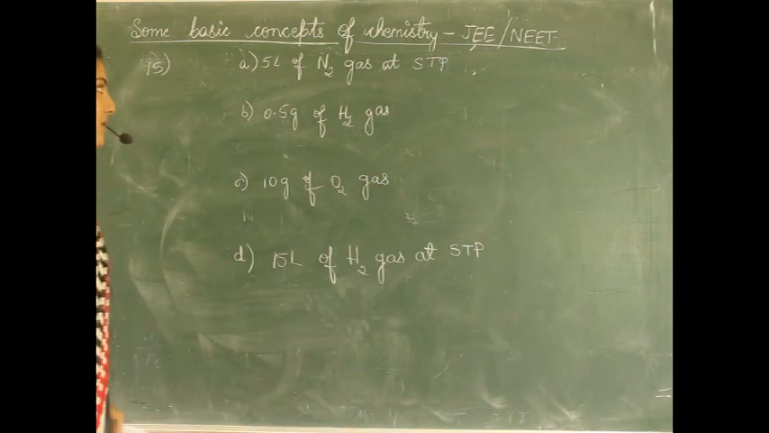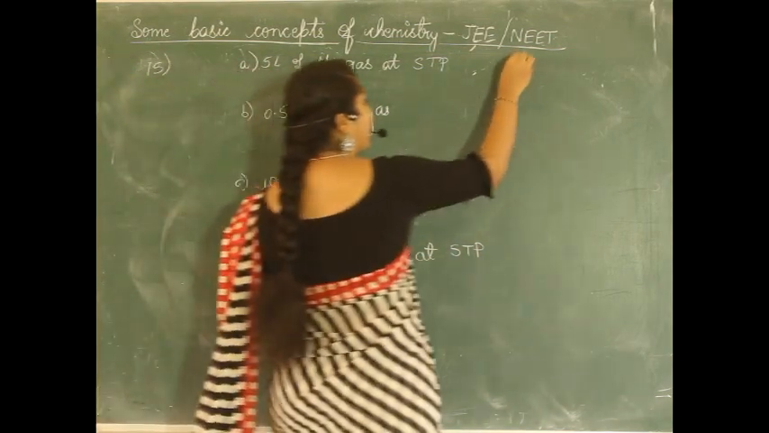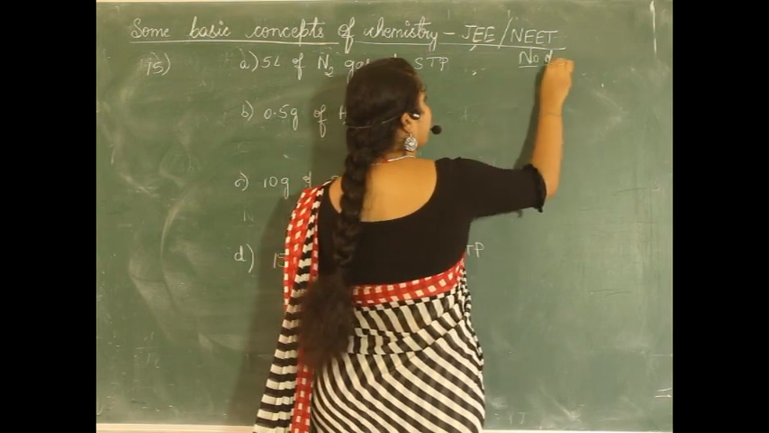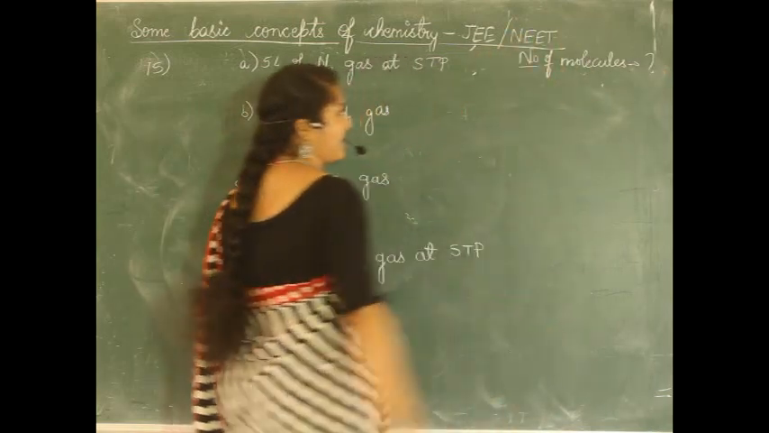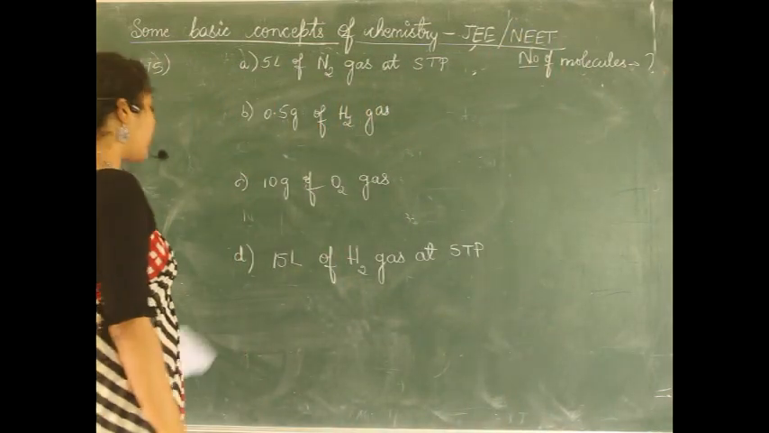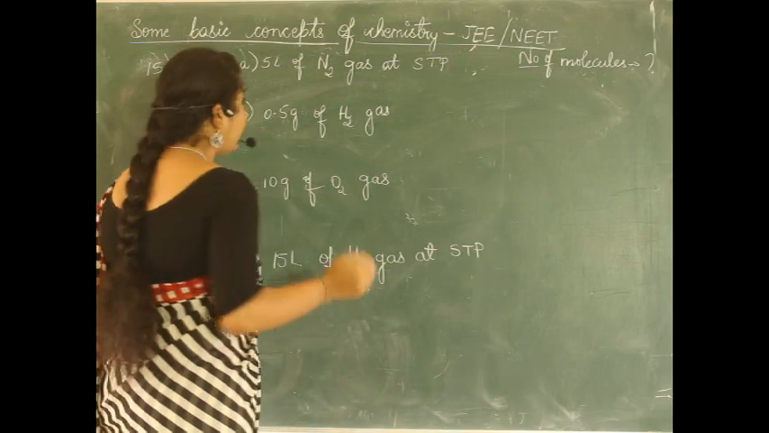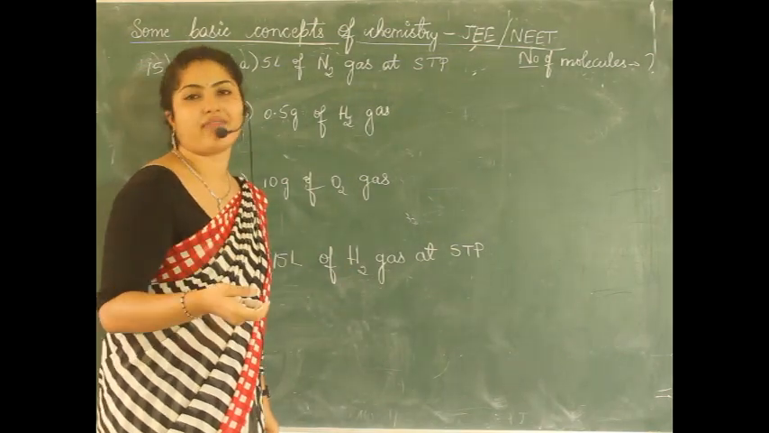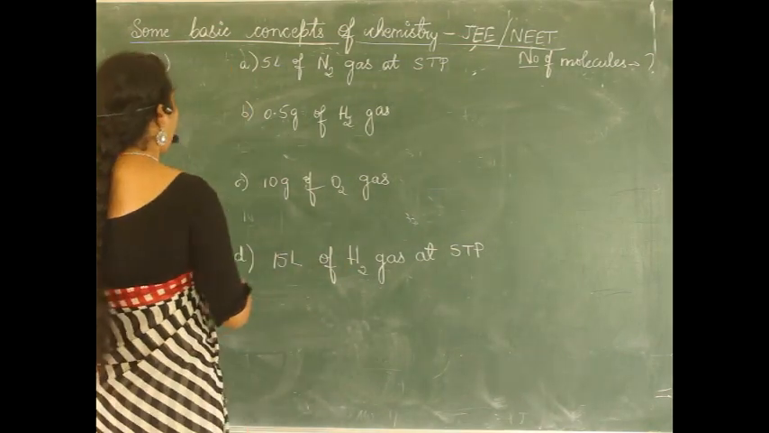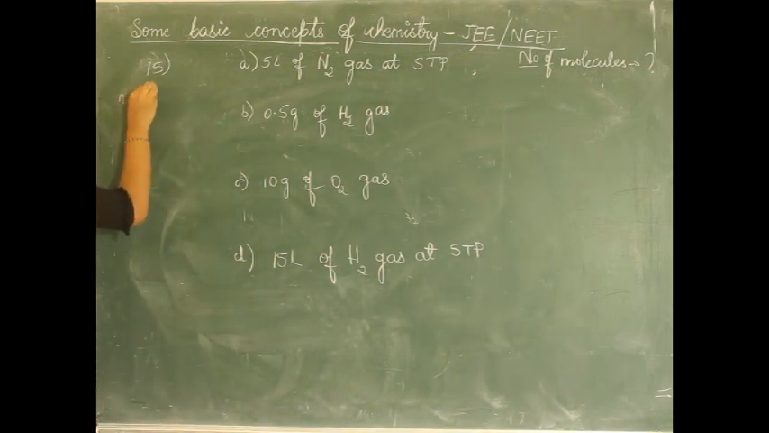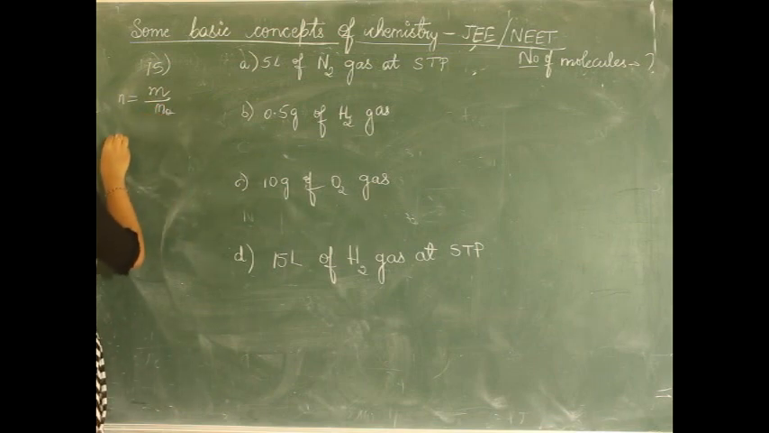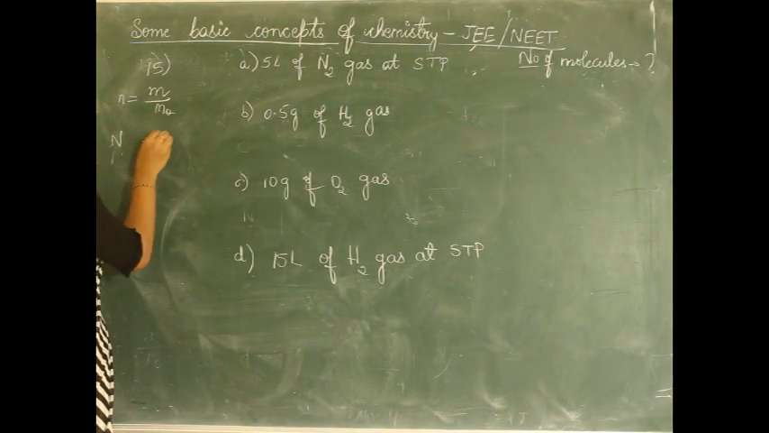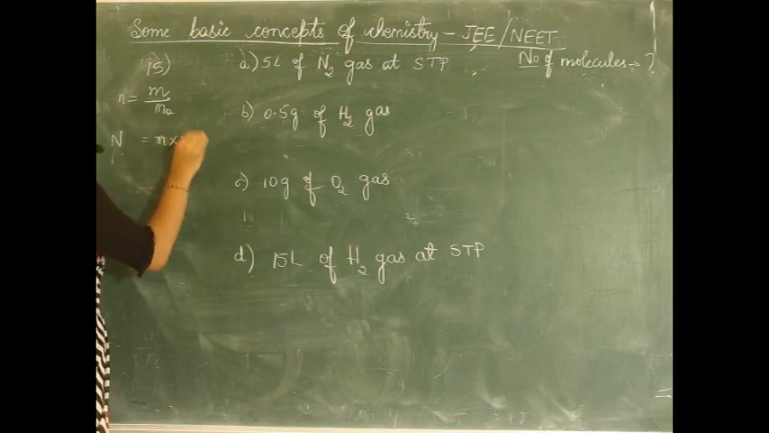These are the options. So what are we supposed to find? We are asked which has number of molecules as largest. Largest number of molecules. So what should you do? Find number of moles, then find number of molecules. Simple, right? How do you find number of moles? N is equal to given mass by molar mass. How do you find number of molecules? Number of molecules is number of moles into Avogadro's number.